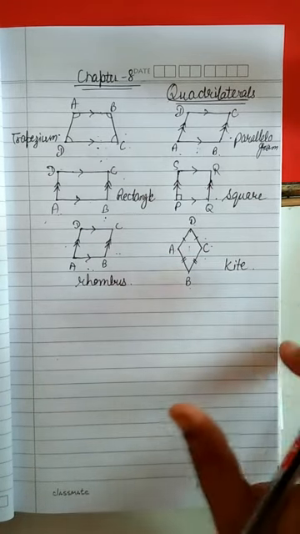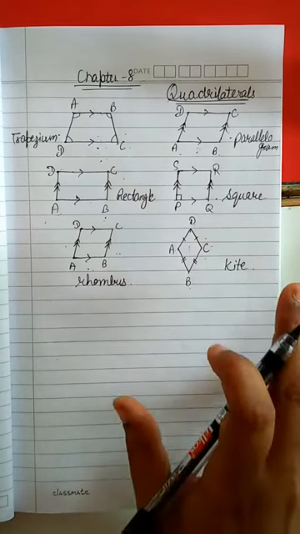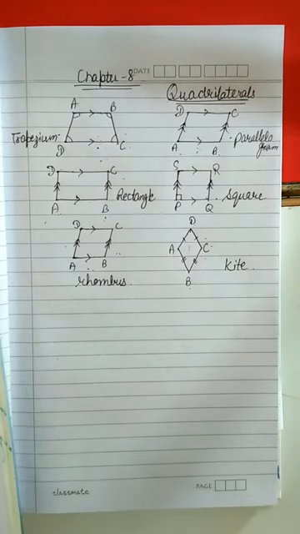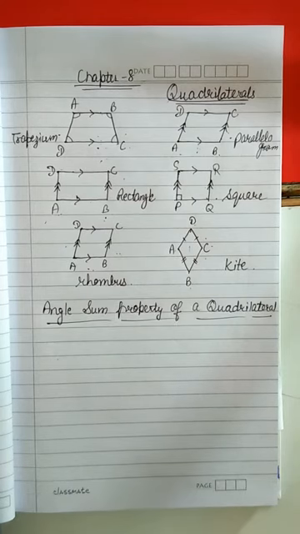So these are some types of quadrilateral. Now we will discuss the angle sum property of a quadrilateral. So now let us take a quadrilateral.